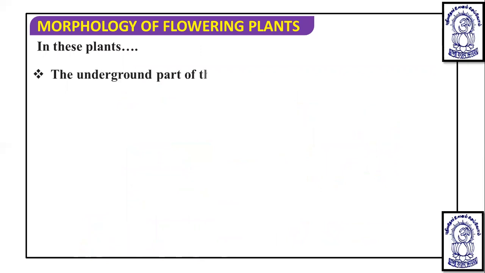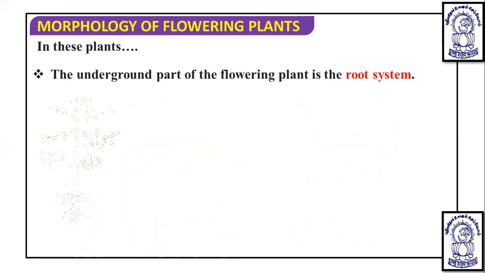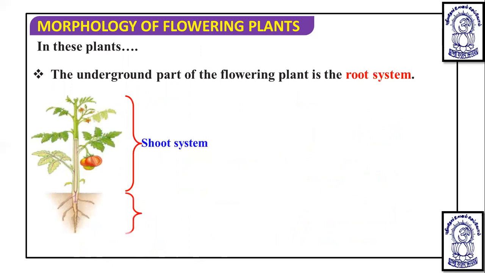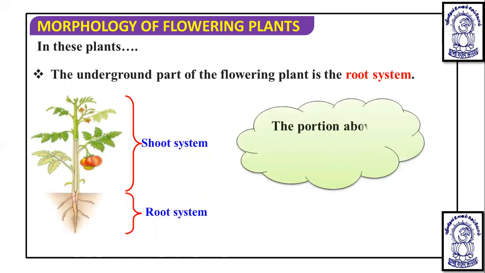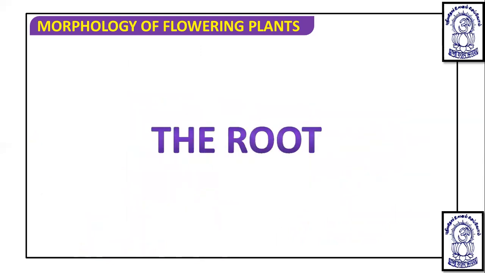So in these plants, the underground part of the flowering plant is the root system. The portion above the ground forms the shoot system, that we have discussed. Now, after this small introductory part, we are going to study the vegetative parts first, and then we will discuss the reproductive parts in detail. And now we are starting with one of the important vegetative parts, that is the root, which acts as a base for any plant.